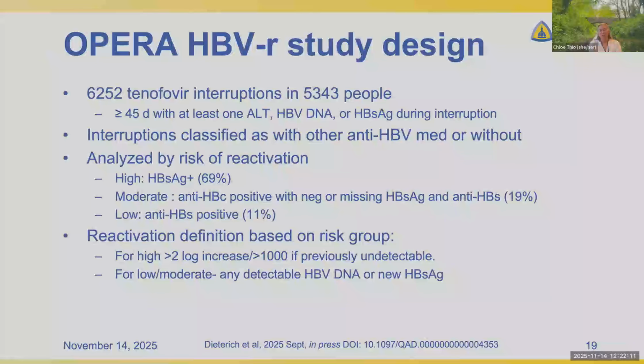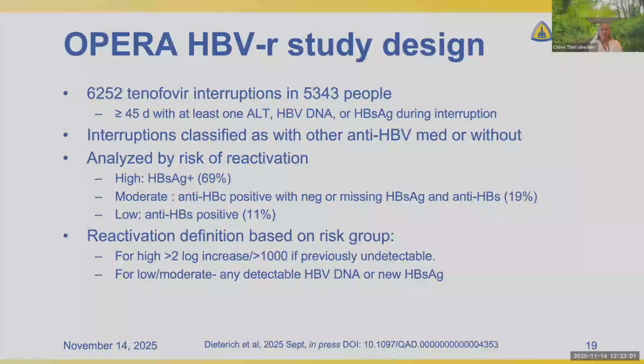So another interesting study is from the OPERA database, which is basically a large electronic database. Their study design was they had 5,343 people who had 6,252 tenofovir interruptions. They defined an interruption as greater than or equal to 45 days with at least one ALT, hepatitis B DNA, or hepatitis B surface antigen during the interruption. So if they didn't have any of those data, they didn't count it as an interruption because they couldn't actually evaluate it. These interruptions were classified as either with a hepatitis B medication or without a hepatitis B medication.